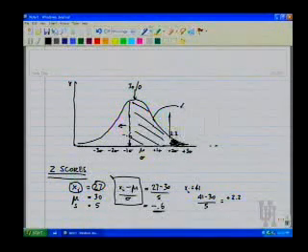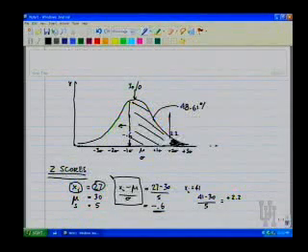48.61% of all scores are between plus 2.2 standard deviations and the mean, which is 0 standard deviations. Another way of expressing that is that 48.61% of the scores are between 41 and the mean, which is 30.